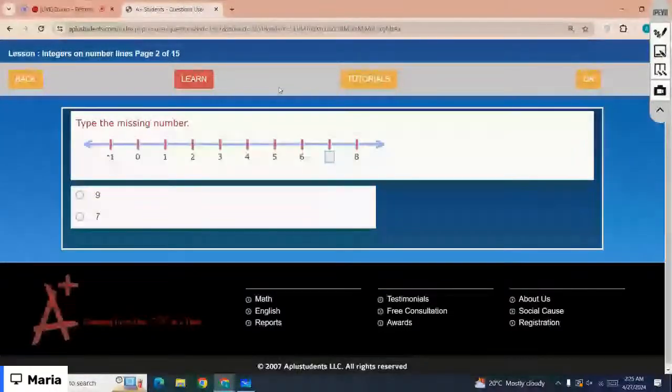Type the missing number. So which number is missing? The correct option is yes, 7. It is between 6 and 8, that is 7.